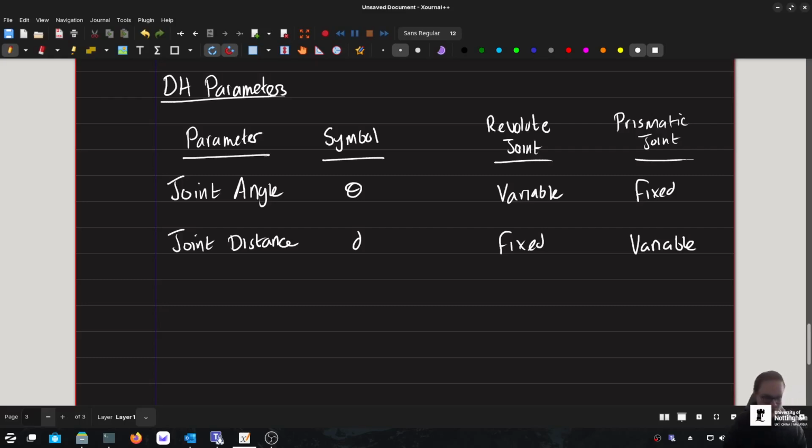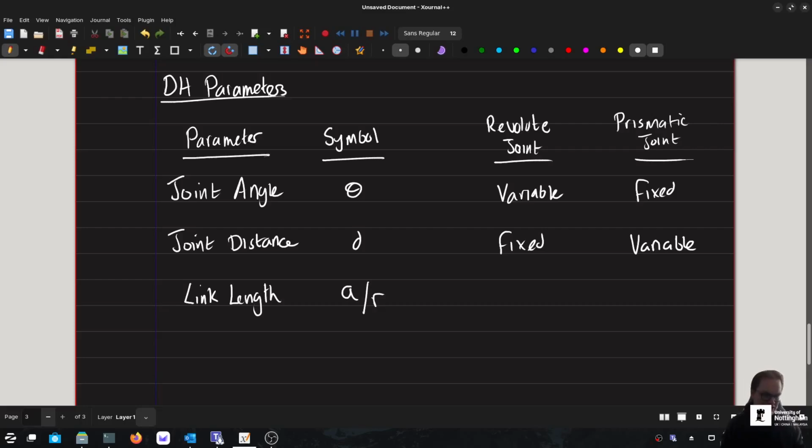Now, the other two. We've got the link length. This has two symbols generally. It can be given either A, and often in literature you would see it as A, or you might see it as R. Personally, and probably Steve does the same thing, I hope, we tend to use R, but just be aware that in literature it can be given A. The reason being is the symbol next is alpha, the link twist angle, that's the final variable, but they look very similar.